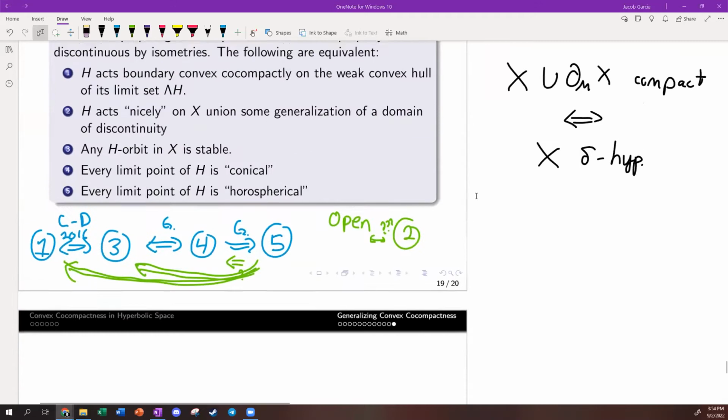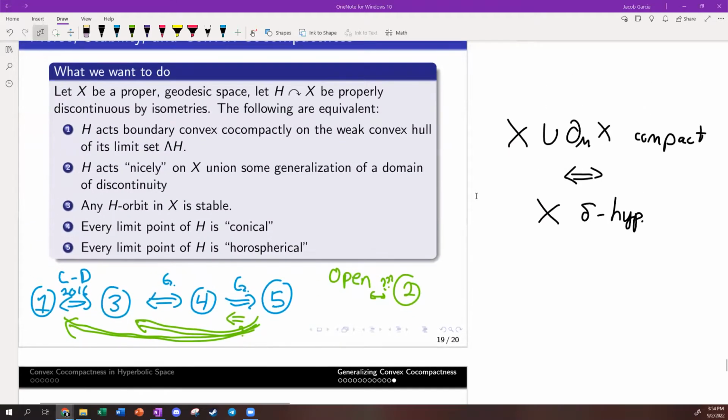Okay, I think I have one question. Just right here, you wrote some generalization of a domain of discontinuity. Do you have a good candidate for that? No. So, there are two things that you could try, and we tried both of them. The domain of discontinuity, this omega, should just be the Morse boundary without the limit set. That's what it should be.